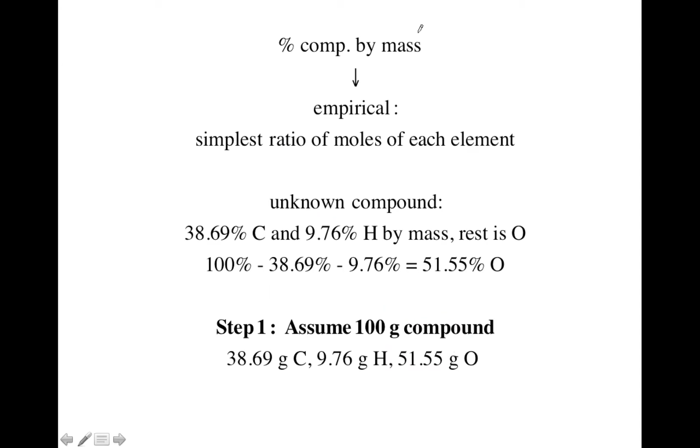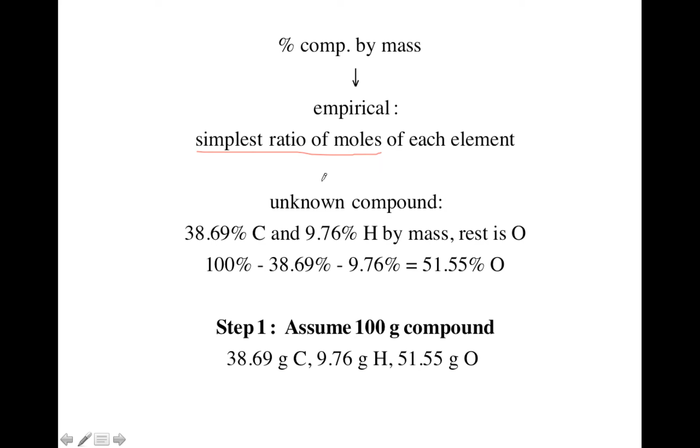Now, it turns out if you know the percent composition by mass of an unknown compound, you can figure out the empirical formula, but we're going to use an alternate definition of empirical formula when we go through this. Rather than saying simplest ratio of atoms, it's also the simplest ratio of moles of each element. That'll be helpful when we go to do this method.